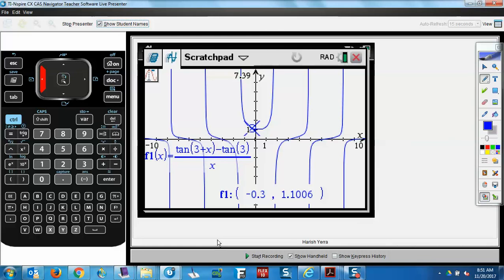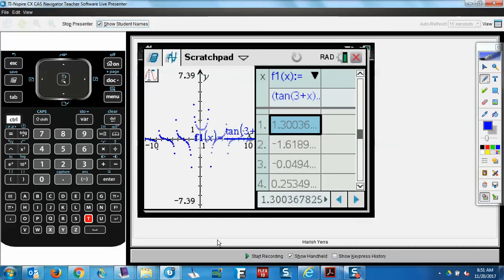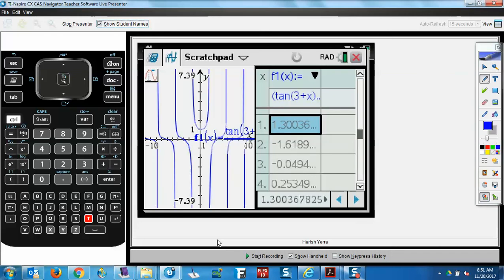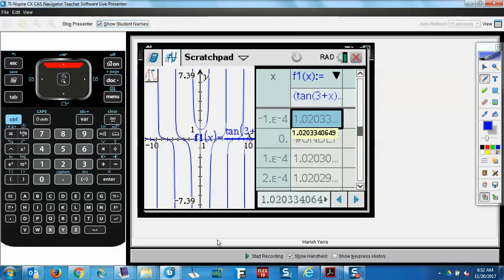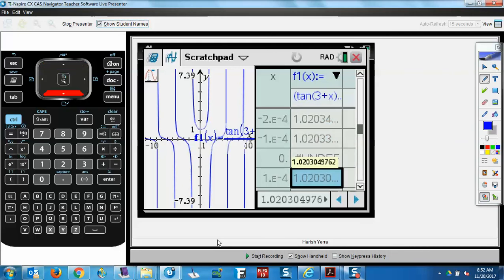Let's go to your table, hit Control T. Again, we're looking at when x approaches 0. So go to your settings. We want to start at 0, 0.001. Arrow up. Pretty good evidence right there that those cars are meeting at 1. On both sides of 0, they're coming in and getting close. It looks like the 1.